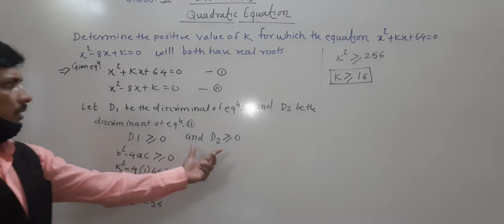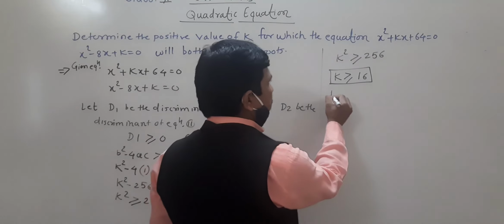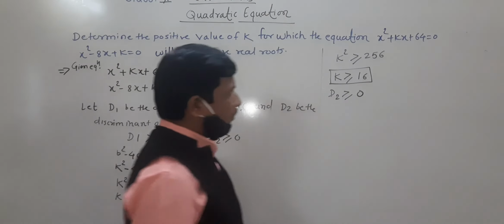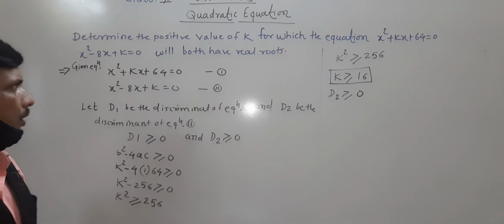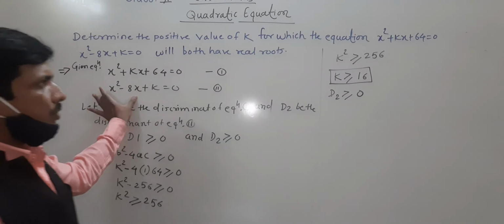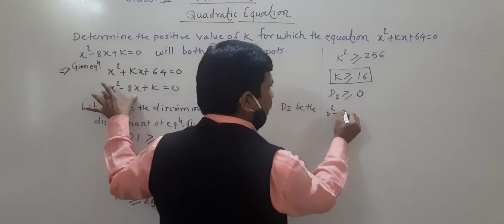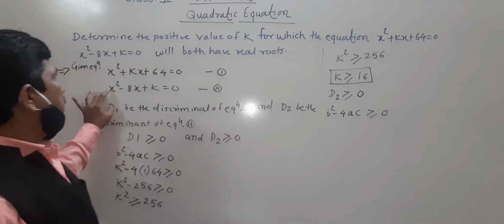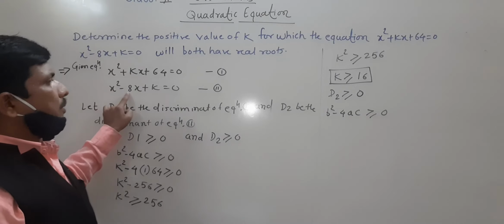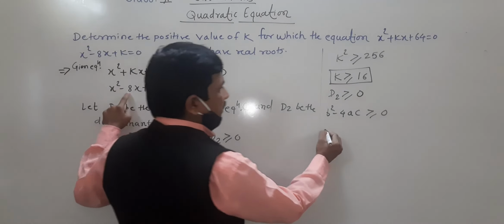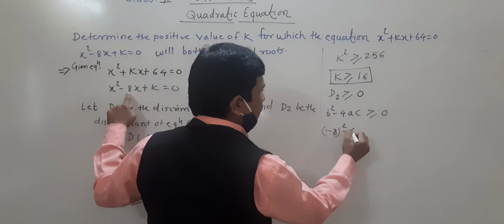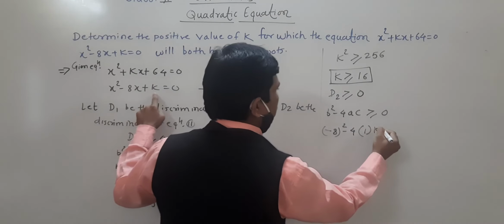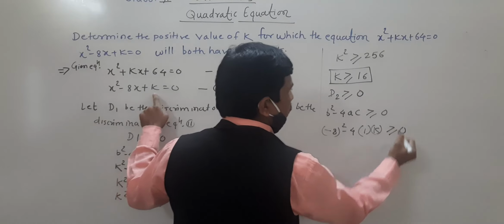Now we will think about this. D2 is greater than or equal to 0. Understood? So now we will use the second equation. D2 means again b square minus 4ac is greater than or equal to 0. Now see here, what is b? b is minus 8. Minus 8 square minus 4 into a. a is 1 and c is k. This is greater than or equal to 0.